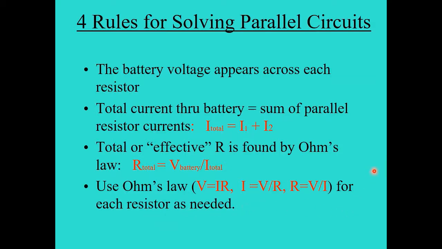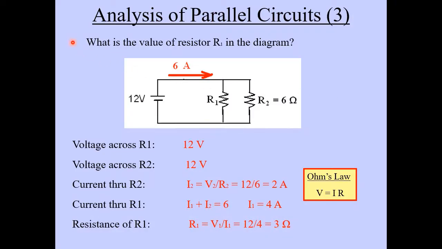So let's go ahead and do an example. So here we have a circuit. The first thing we can do is identify that this is indeed a parallel circuit. We've got 2 resistors here shown in parallel. They're connected to a 12 volt battery. We're told that there's 6 amps of current flowing through this path up here of the circuit. We don't know what this resistor is. It's just labeled R1. And we know that this one, R2, is equal to 6 ohms.